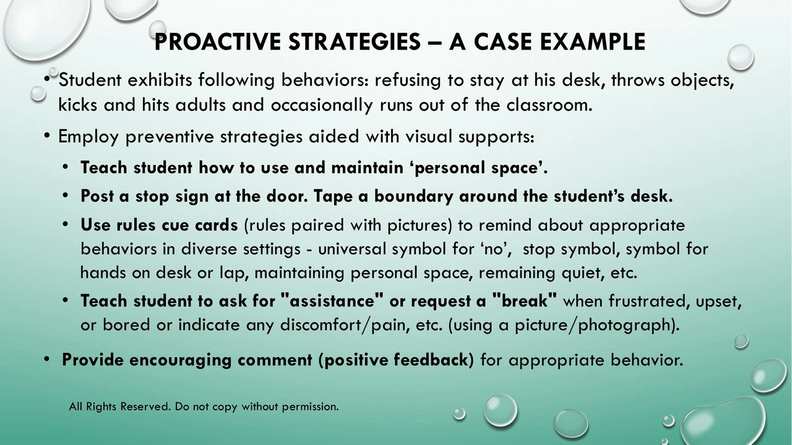So you show that and you pair it with a visual if this is a student with autism so that the student sees that and remembers and holds his hand back before trying to hit someone else. And it's also important to prevent the student from running away, to post a stop sign at the door. And train the student to observe that stop sign and tape a boundary around the student's desk also. So that is the student's space. When he is working, he is within that boundary. So a lot of these kinds of visuals help.